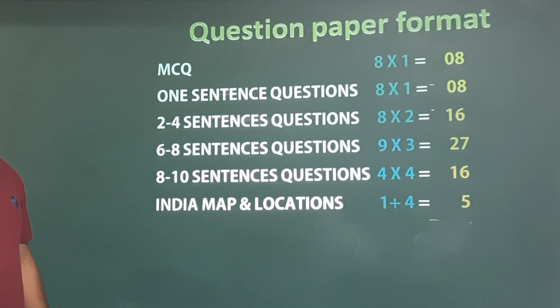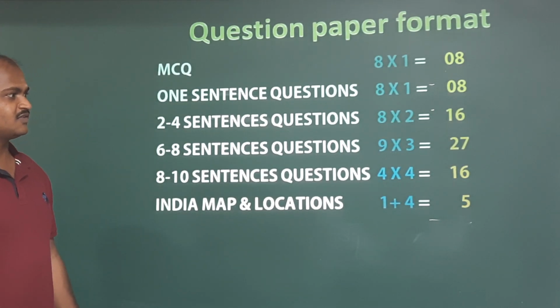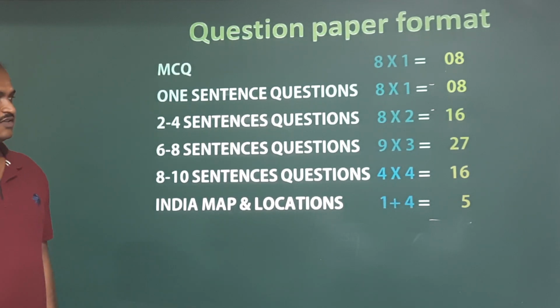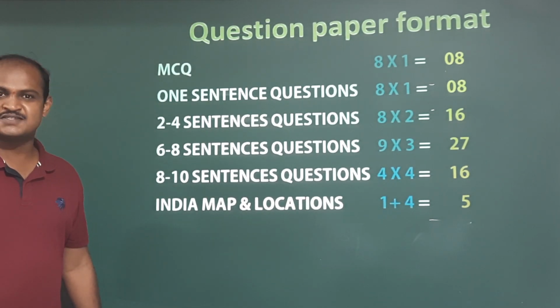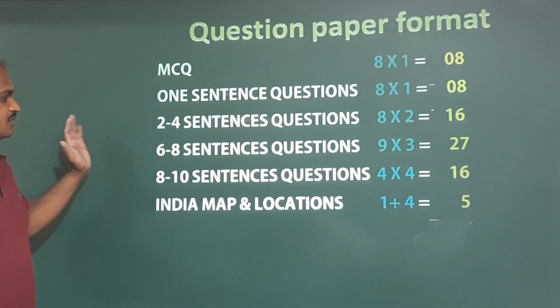8 plus 8, 16, 16 plus 16, 32, 32 plus 27, 29 plus 16, 75, 75 plus 5, 80 marks. So, now come to the point.